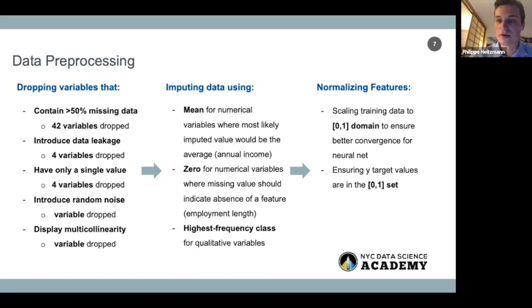This is really important when doing deep learning and neural nets. You always want to make sure that your features are normalized in the 0 to 1 domain. Otherwise, your neural net won't be able to converge and work properly. And then also just ensuring that your dependent variable is in the 0-1 set, and that everything is mapped correctly, that there's no sort of text data that might throw off your machine learning models during the training phase.